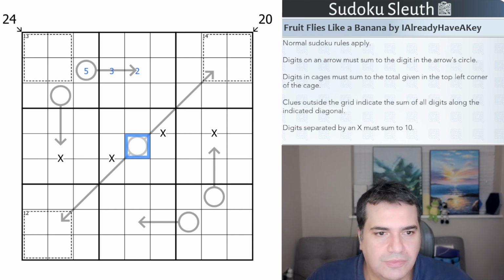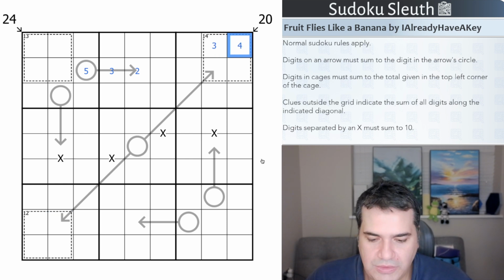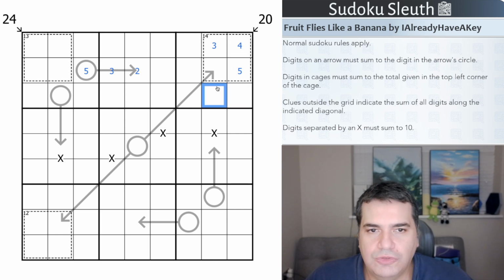What else do we have? Digits in cages must sum to the total given in the top left corner of the cage. We've got a 13 cage here in these 4 cells, a 14 cage in these 4 cells, and a 12 cage down here. Well, a good way of trying to show this: let's imagine that these are 3, 4, and 5. They already add up to 12. To get to 14, which is the ask here in this cage, well, you have to add a 2 in there.